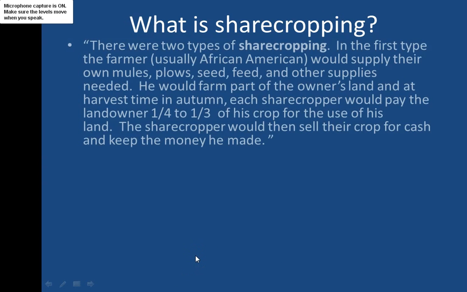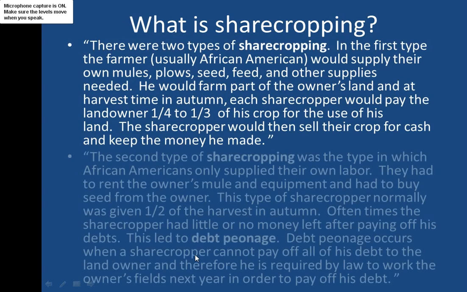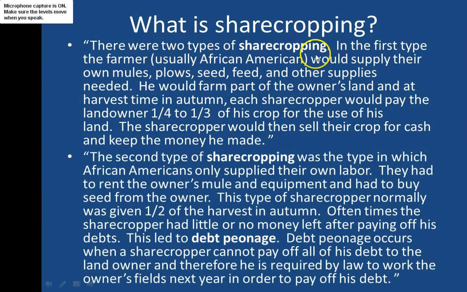But sharecropping is a lot of different things. There's two types of sharecropping. I'm not going to read this whole thing, but basically the idea is that the sharecropper, in order to pay off the debt, would farm part of the owner's land, and at harvest time, each sharecropper would pay the landowner 1/4 to 1/3 of his crop for the use of his land. So basically, in order to pay that fine for vagrancy, they're going to farm the land and pay back the landowner 1/4 to 1/3 of the value of the crop that they yield.